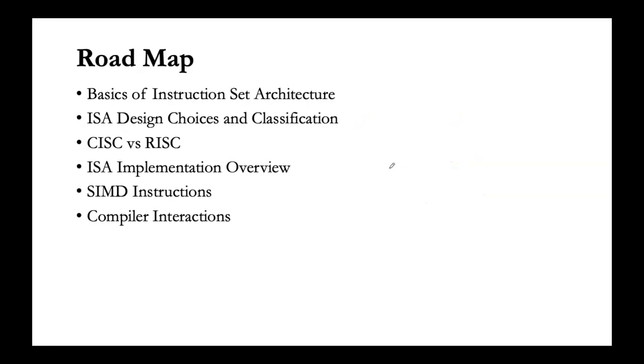That is the design choice, and based on the ISA, we are going to classify the instruction sets into two different parts: one is CISC, the other is RISC. CISC is the complex instruction set computer, whereas RISC is the reduced instruction set computer. We are going to talk about this in detail later. After that, we discuss how we are going to implement these instruction set architectures on the hardware part by using the arithmetic and logical unit.